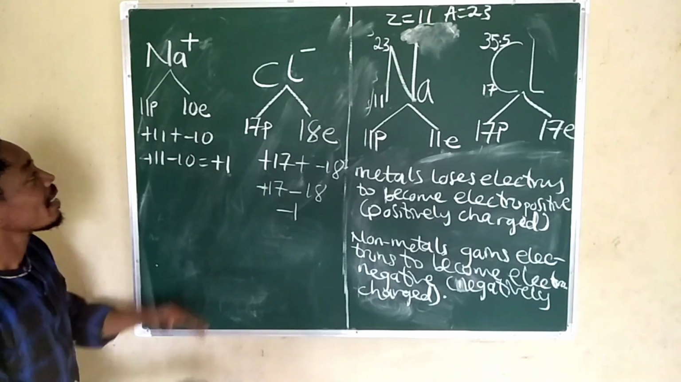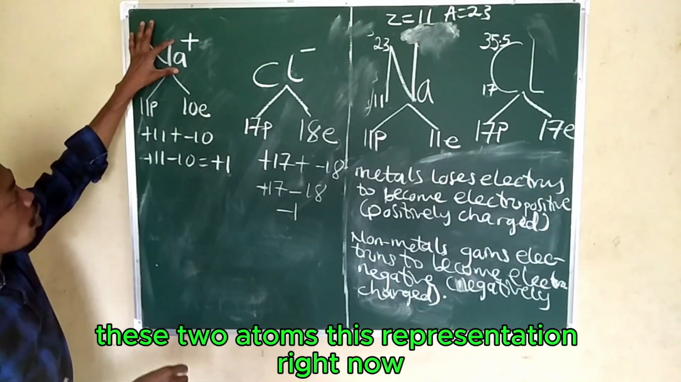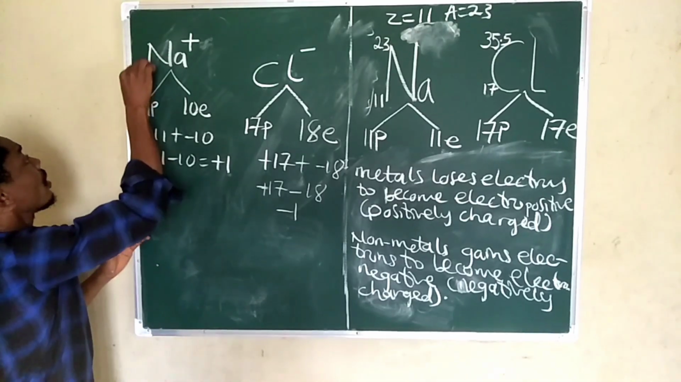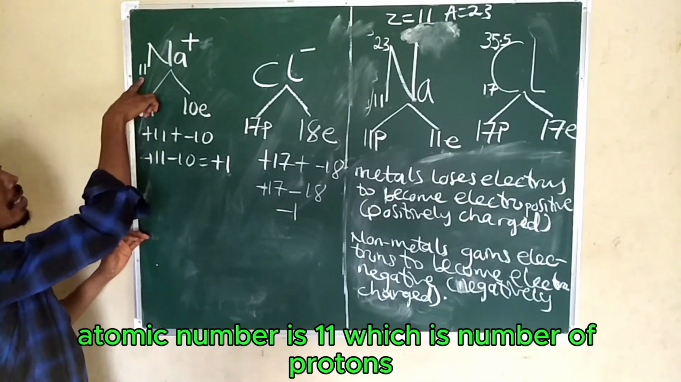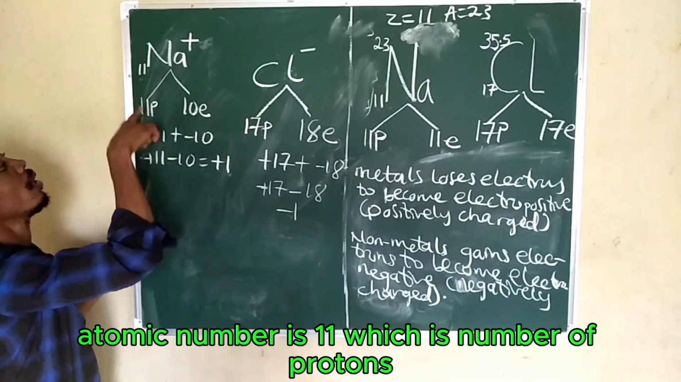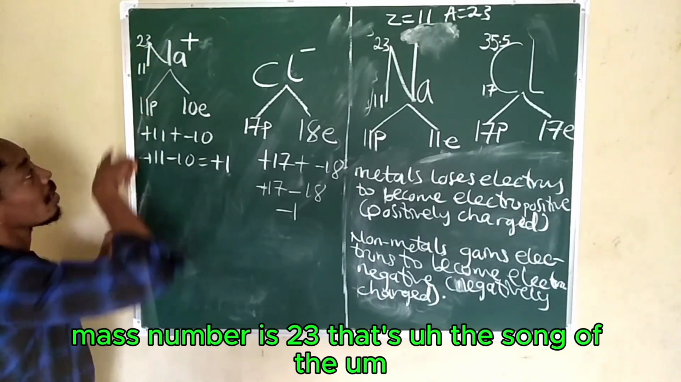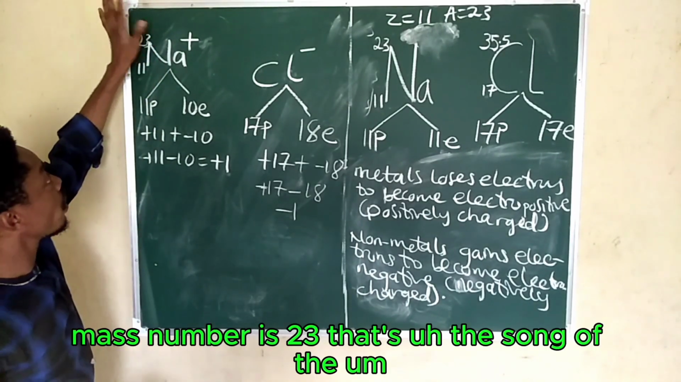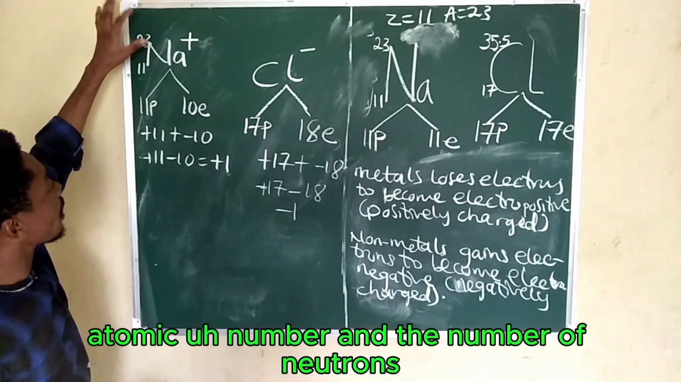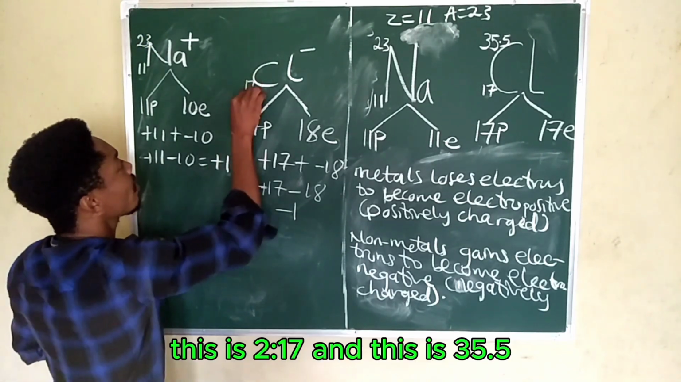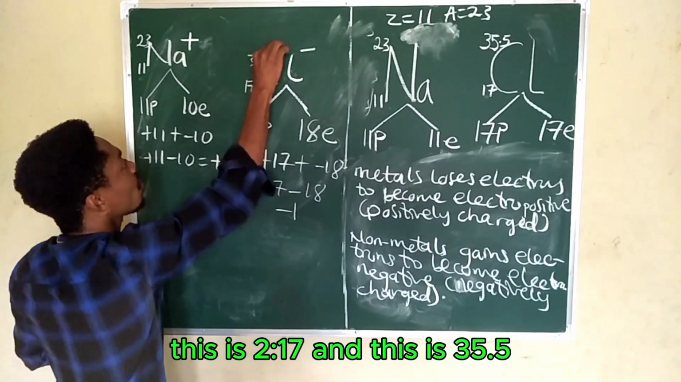So, these two atoms, this representation right now is no longer a ground state. Atomic number is still 11, which is the number of protons. The proton is still 11. Mass number is still 23. That's the sum of the atomic number and the number of neutrons. This is still 17 and this is 35.5.